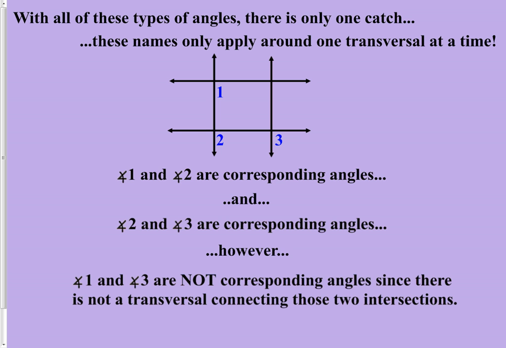Now, there is only one catch to all of this. You cannot jump from one intersection to another without the aid of a transversal. So while we can use these terms on the intersection where angle 1 is and the intersection where angle 2 is, we can use these terms between the intersection on angle 2 and angle 3. We cannot, however, use these terms jumping from the intersection by angle 1 all the way over to the intersection by angle 3 because there is no transversal connecting those two locations.